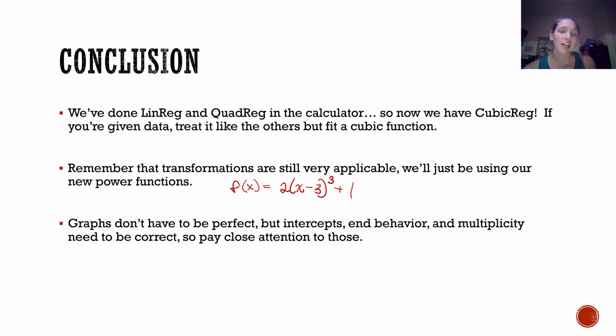And finally, know that your graphs don't have to be perfect, but there are specific details that everybody's going to be looking for. Where are your intercepts? Are those correct? What's your end behavior? Is that in the right direction? Multiplicity also is important so that we're touching or crossing in the right places. So pay close attention to those, and then don't stress if your graph isn't quite as pretty as your neighbor's, or if you didn't go quite as high with your loops as somebody else. That's not a huge deal. As long as you didn't label your y-axis too much, you're probably fine.